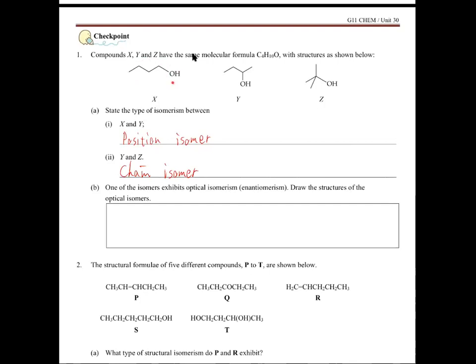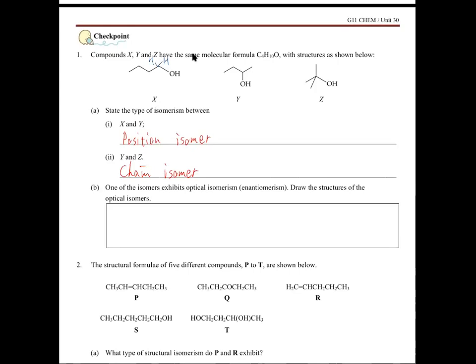The first one, we would not be able to find any carbon that is bonded to four different groups. For this carbon here, although it is bonded to a propyl group and an OH group, it has two hydrogens attached to it. So it's not the chiral carbon.